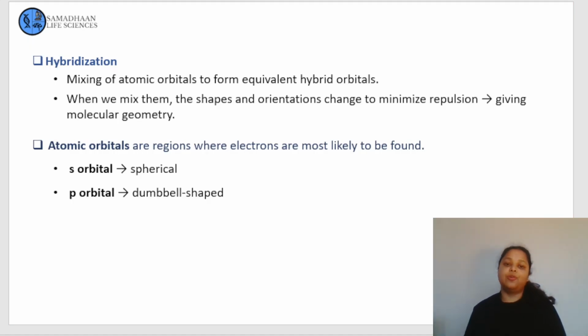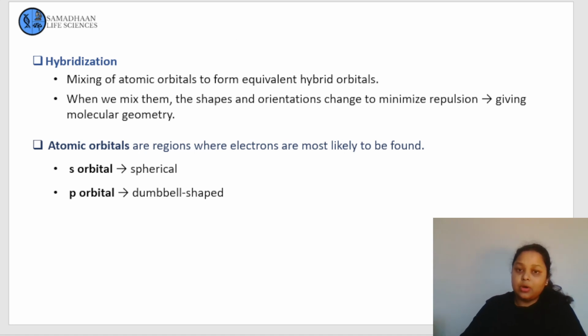So atoms form bonds by overlapping of orbitals, right? But sometimes the atomic orbitals mix together to form equivalent hybrid orbitals, and this is basically hybridization. So the number of hybrid orbitals is equal to the number of atomic orbitals mixing together.